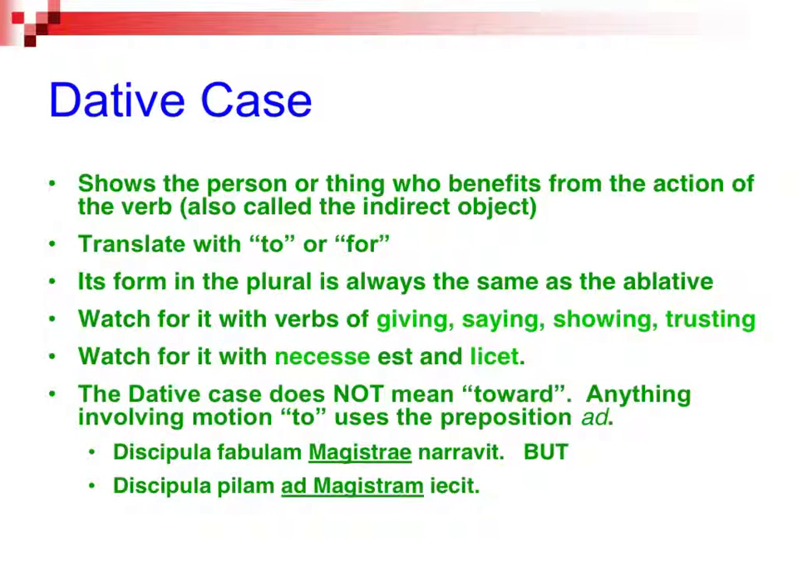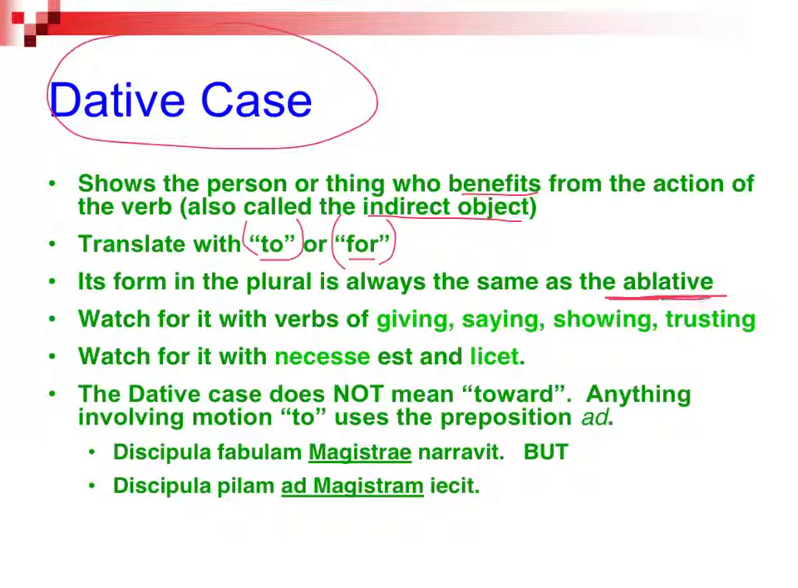Alright, so here we have a little review of the dative case. Remember, it shows the person or thing who benefits from the action of the verb. This is also called the indirect object. Translate it with to or for, although remember those can sometimes be removed. Its form in the plural is always the same as the ablative plural. Ablative plural and dative plural are always the same. Look for it or watch for it with verbs of giving, showing, telling, and trusting or believing. Watch out for it with impersonal verbs oportet and licet.